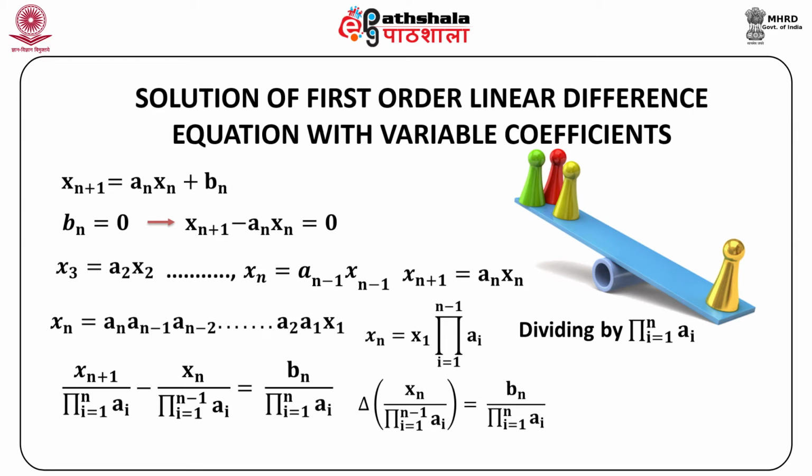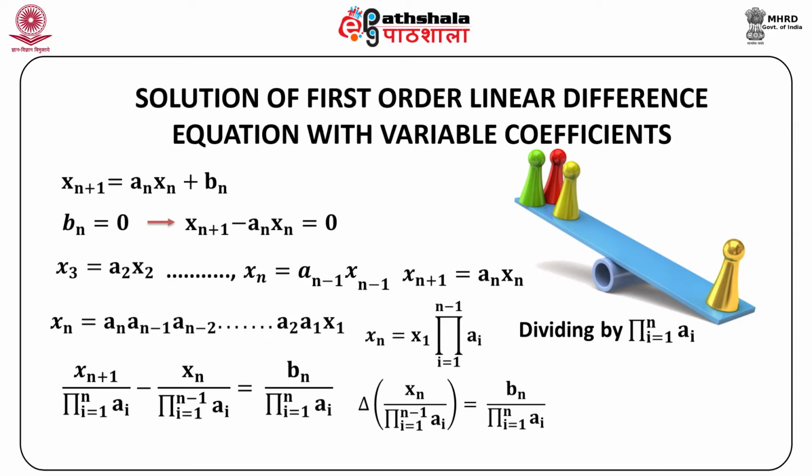Now, considering the homogeneous equation 4, if x0 is given, then x2 = a1 x1, x3 = a2 x2, and xn = an-1 xn-1. So xn+1 = an xn, or xn = an-1 an-2 ... a2 a1 x1, which is xn = x1 times the product from i = 1 to n-1 of ai.